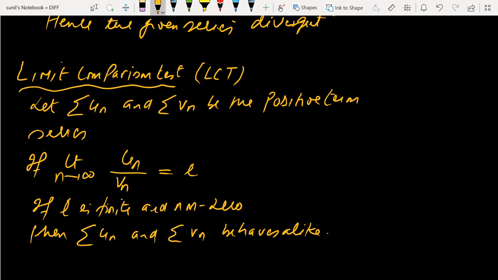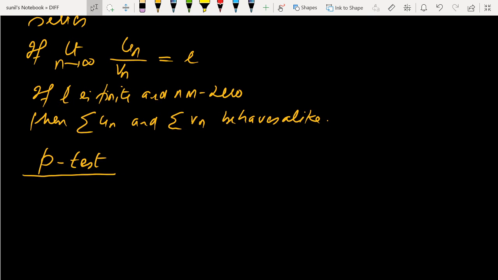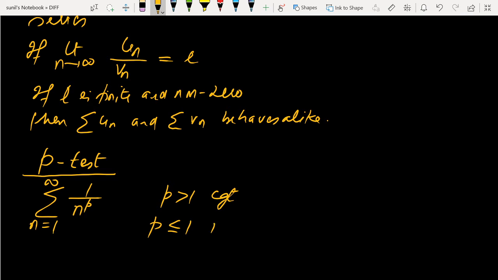Now, I will explain it, but there is one more test that I am going to discuss here, that is the p-test. The p-test is something like this: there is a p series of the form summation 1 upon n to the power p, n varies from 1 to infinity. Now if you came to know that this p is greater than 1, then the series is convergent. If p is less than or equal to 1, then the series is divergent.